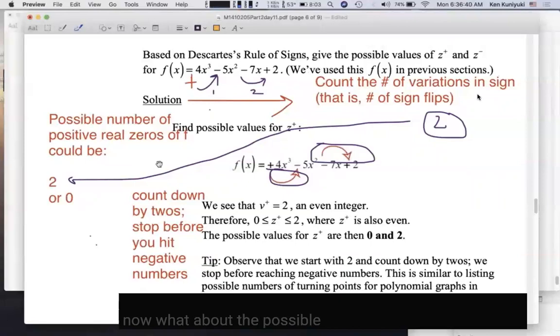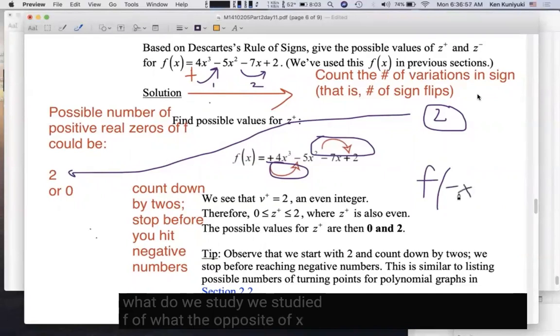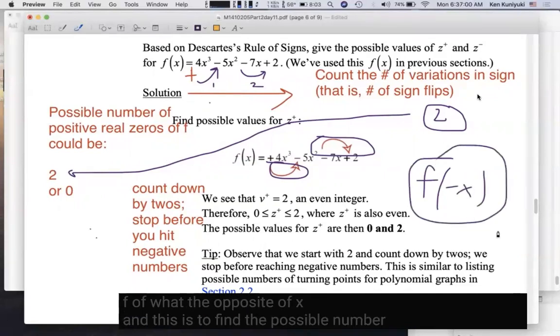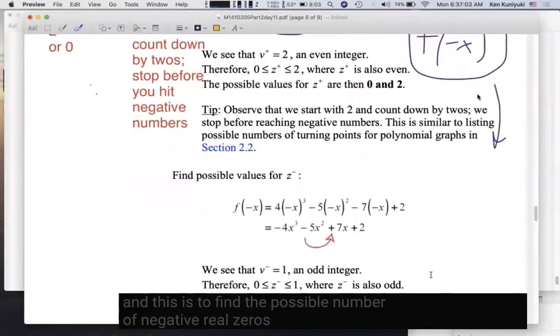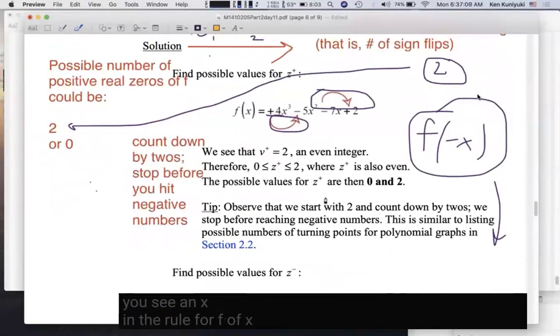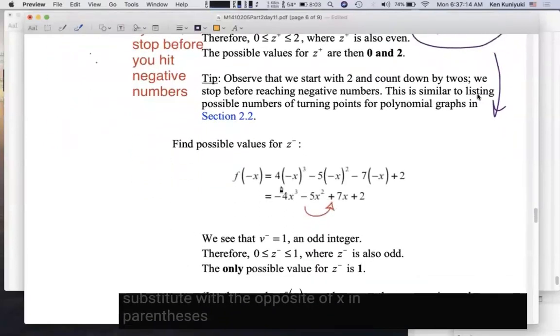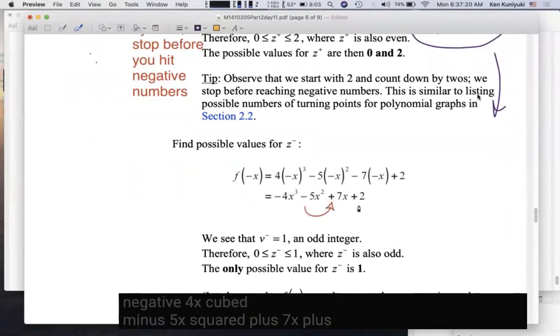Now, what about the possible number of negative real zeros? Well, like with even and odd functions, what do we do? When we studied even and odd functions, what do we study? We studied f of what? The opposite of x. And this is to find the possible number of negative real zeros. So consider f of opposite x. Every time you see an x in the rule for f of x, substitute the opposite of x in parentheses. So we get this, and we simplify. We get negative 4x cubed minus 5x squared plus 7x plus 2.